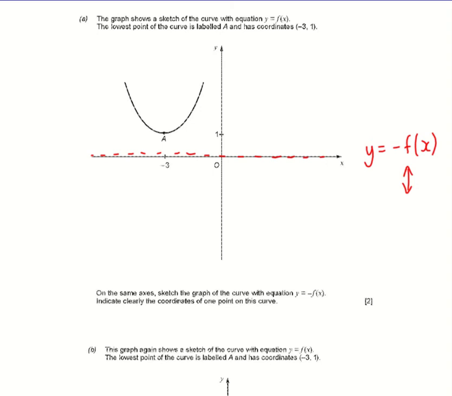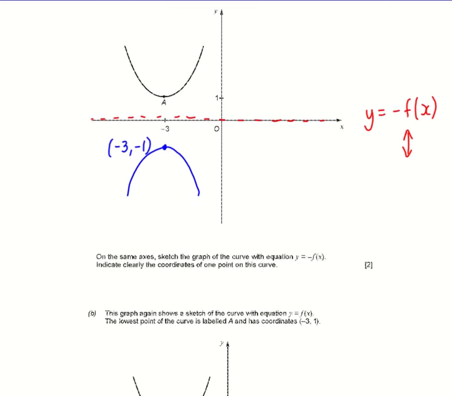Now make sure you leave a gap, because there's a gap between coordinate A and the axis, and so there will need to be a gap on our one as well. So that would be like our new coordinate A, and our graph will look something like that. It also says indicate clearly the coordinates of one point on this curve. Well, we only know one point, and that's the one that used to be A. So it used to be minus 3, 1. We've reflected underneath. Now it's minus 3, minus 1. And that's how you get both of the marks for that first question. Now, if you only draw the shape without the coordinate, you won't get both of the marks. You'll just get 1 out of 2.